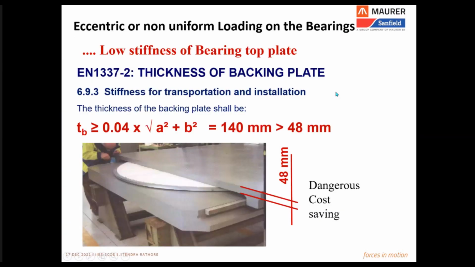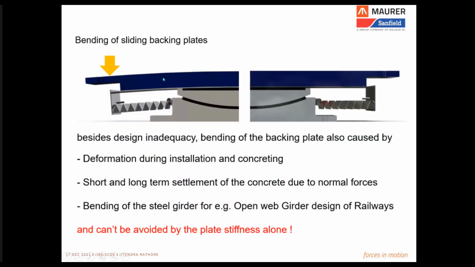So that was another aspect. Now coming on to the eccentric loading. First of all, let us understand how the eccentric loading or bending of the sliding plates can happen. If the load transfer from the superstructure onto the bearing is not uniform, and it is concentrated towards the outer face of the bearing, then the sliding plate can buckle or bend.